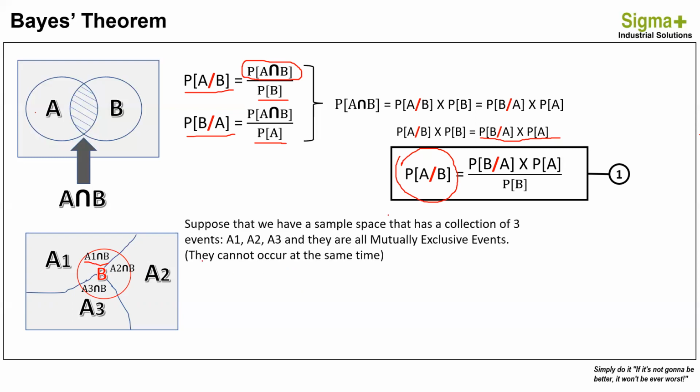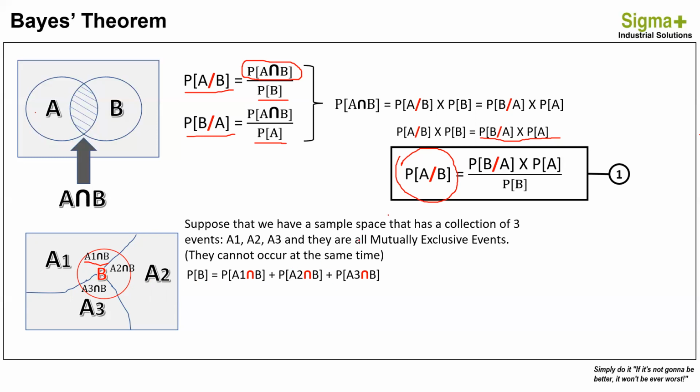So suppose that we have a sample space that has a collection of 3 events, or could be even more than 3 events, and they are all mutually exclusive events. It means that they do not happen or occur at the same time, right? So as I mentioned, the probability of B will be the summation of all the intersections of the events with B.